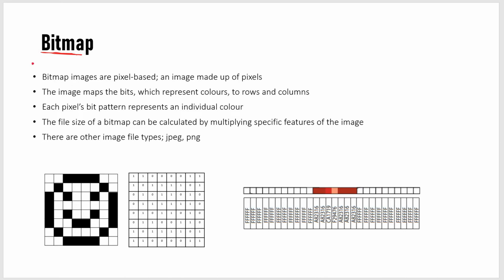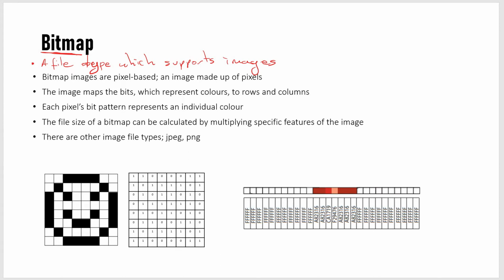So we can add that bullet point here. We can say a file type which supports images like this. Bitmaps are just pixel-based images, basically an image made out of pixels. That's the correct description for it.